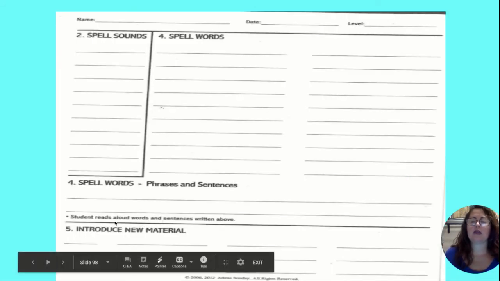Now I want you to write that 3 times in the new material section. You might have to use some of these bigger lines, but write it 3 times. Y-O-U-R, your.